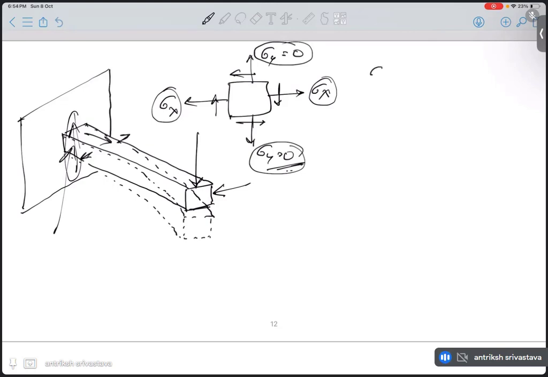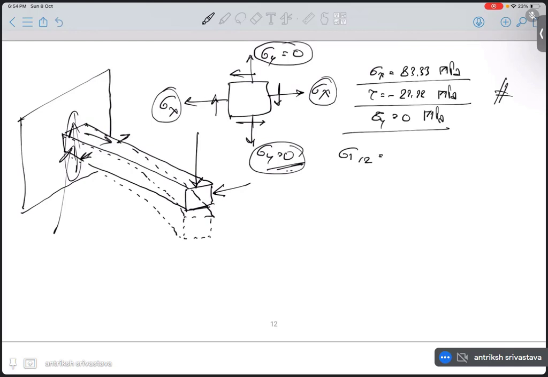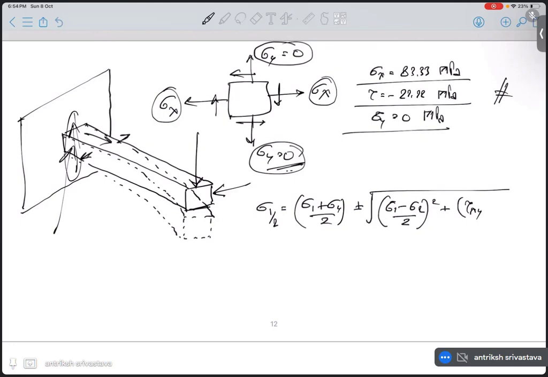Now that we know that our sigma x is 83.33 MPa, tau is minus 22.22 MPa, and sigma y is 0 MPa, we can easily calculate our principal stress. Is that clear? So let's write the formula for major and minor, and in the end we can write the values. So this is our 83.33 divided by 2 plus or minus the square root of 83.33 divided by 2 squared plus, plus or minus, it doesn't matter here, 22.22 squared.